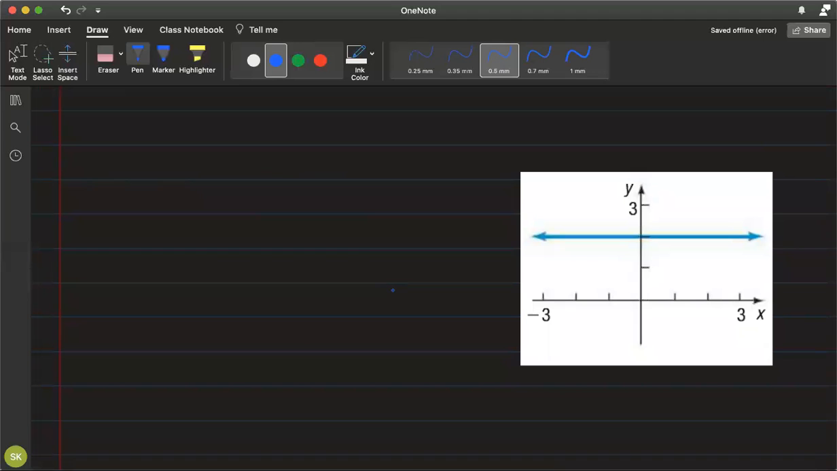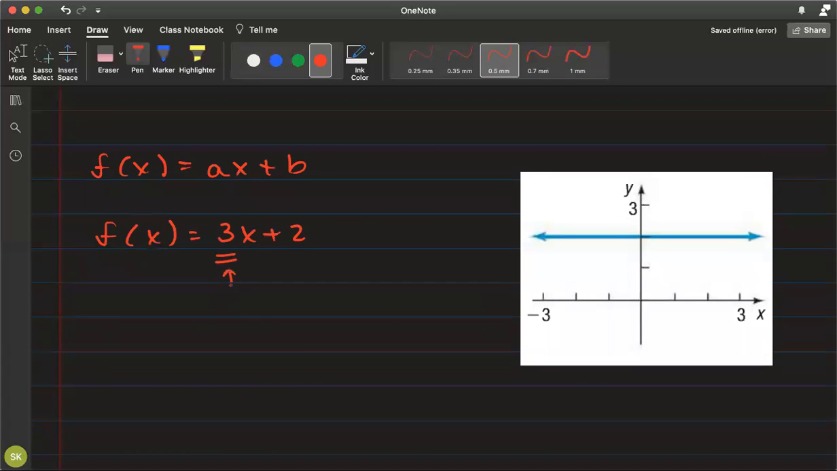Here's a picture of a horizontal line. So this is actually an interesting case. If you have a function f of x equals ax plus b, something like f of x equals 3x plus 2, as long as this number here is not equal to 0, your line is going to have a slope. So it's going to look like this or this. And if that's the case, then the function is one-to-one, because if you pass a horizontal line through it, it's only going to hit it once.